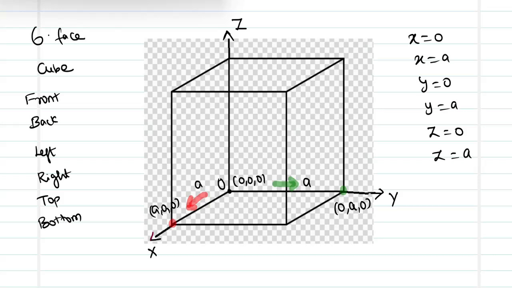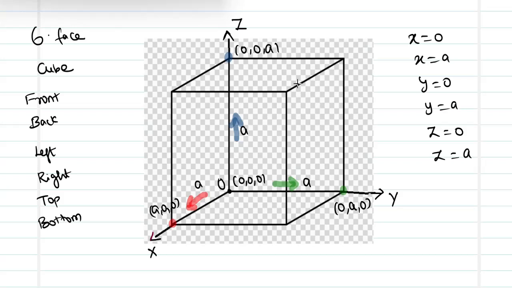Now let us move a units in the direction of z. If I move a units in the direction of z, I will be reaching this position over here, which is given by 0, 0, a. This means I have moved 0 units in the x direction, 0 units in the y direction and a units in the direction of z. Now if we are able to fix these ordinates properly, then fixing the limits in our integrals will become much easier for us.